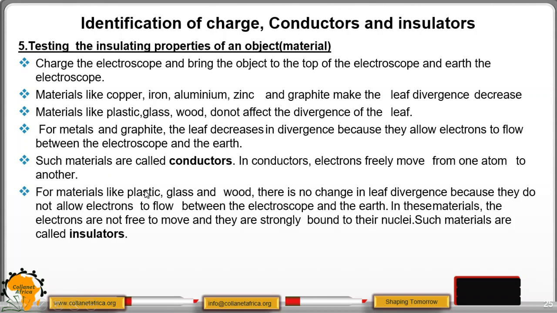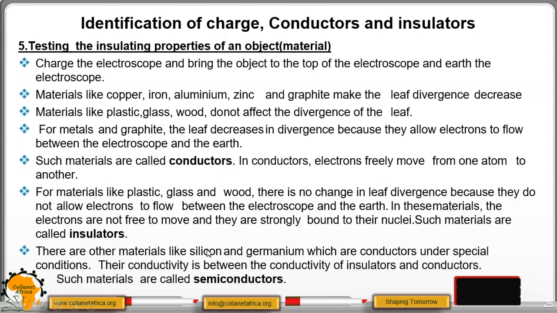For materials like plastics, glass, and wood, there is no change in leaf divergence because they do not have free electrons, and therefore they cannot allow electrons to flow through them. In these materials, the electrons are not free and they are strongly bound to their nuclei. Such materials we call insulators. So we are now able to differentiate between conductors and insulators. Conductors can allow charges to flow through them, while insulators cannot.